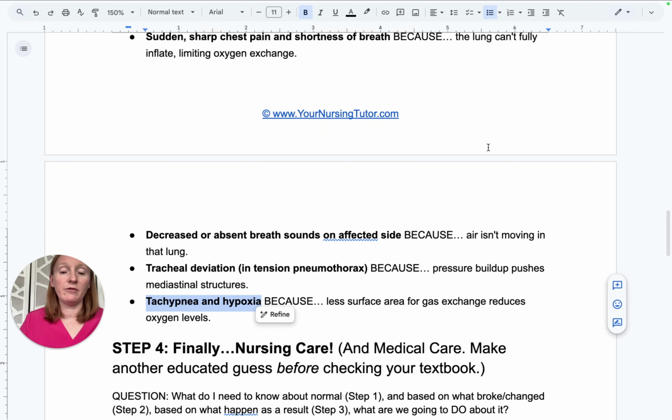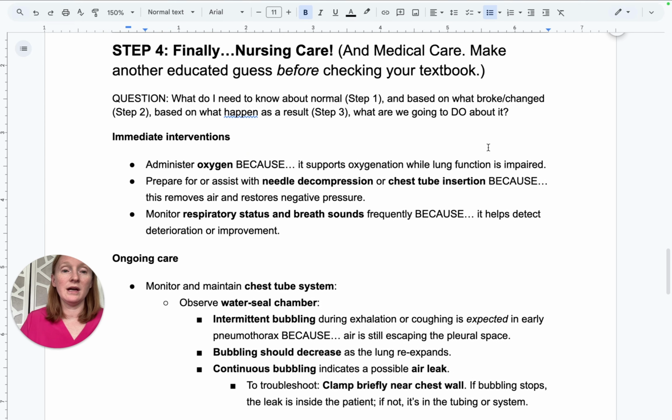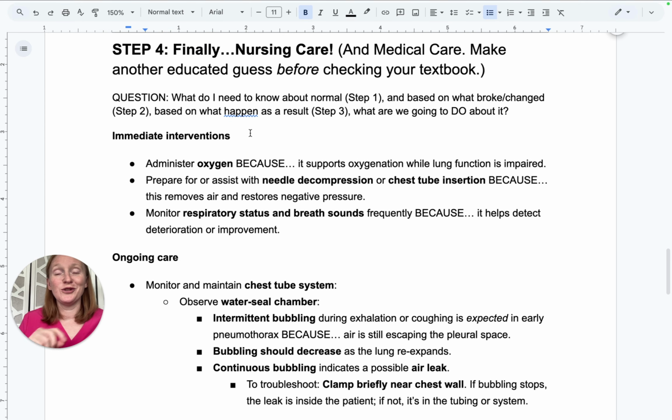Now we're on to step 4. Now I'm just going to bring step 4 up. This is where most nursing students try to jump in their studying, but you can see this is actually the last thing we do. That's why I call it finally nursing care.